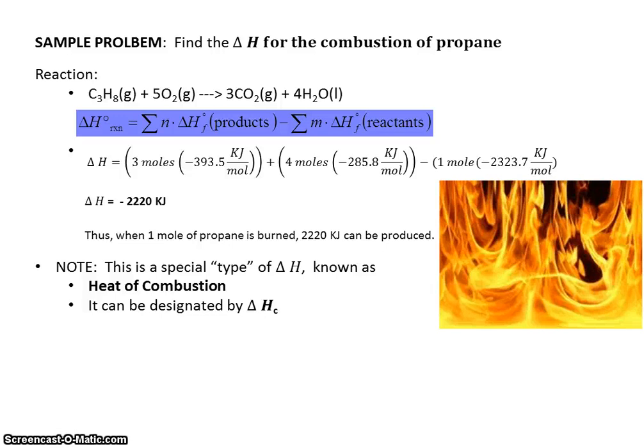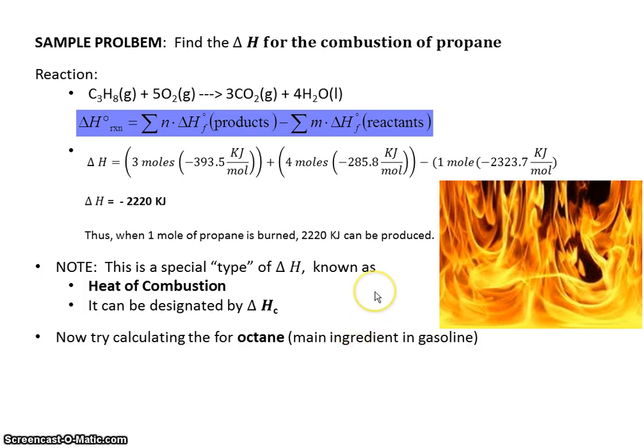This happens to be a special type of delta H known as heat of combustion. It's also sometimes designated as delta HC, subscript C for combustion. You need to practice some of these on your own. So if you want to, pause and try determining the heat of combustion for octane, the main ingredient in gasoline, C8H18.